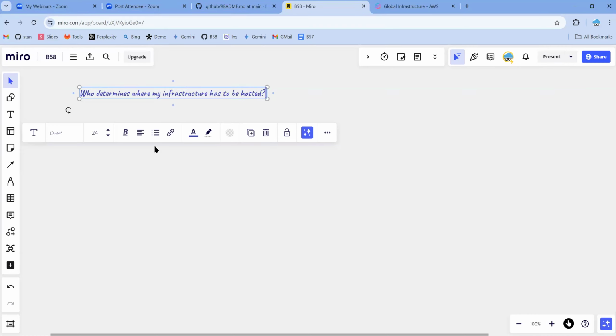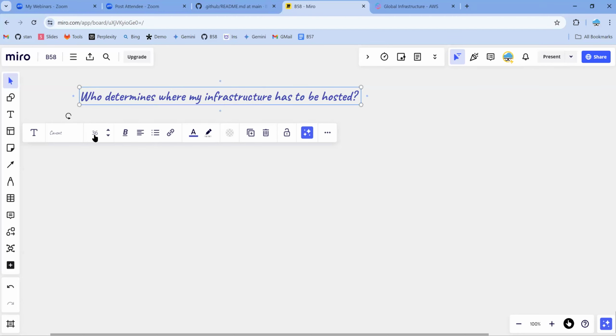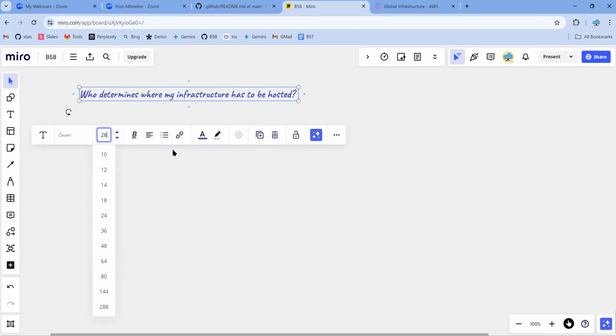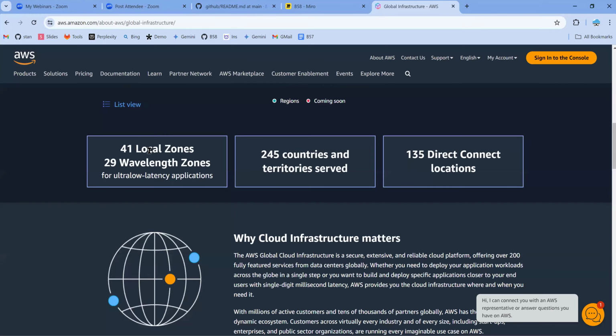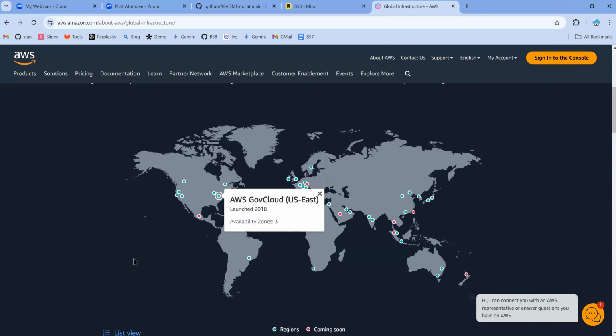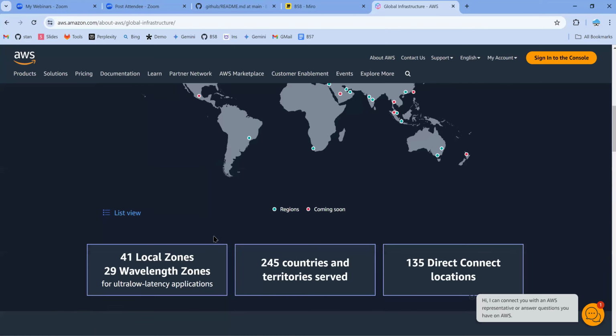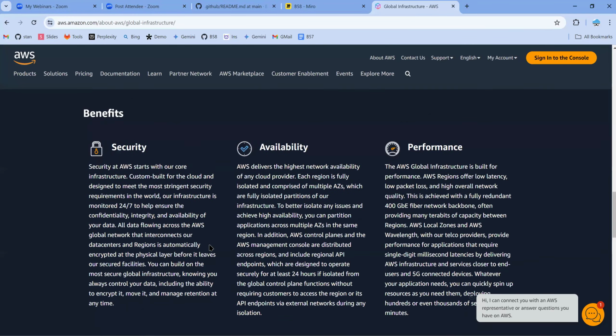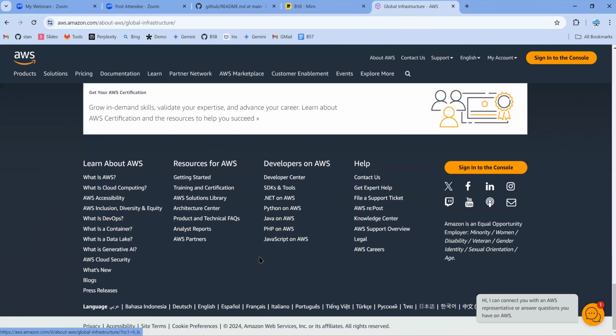So Manoj, local zones are also fault tolerant? Yes, definitely. You're absolutely right. Obviously, they are also fault tolerant.